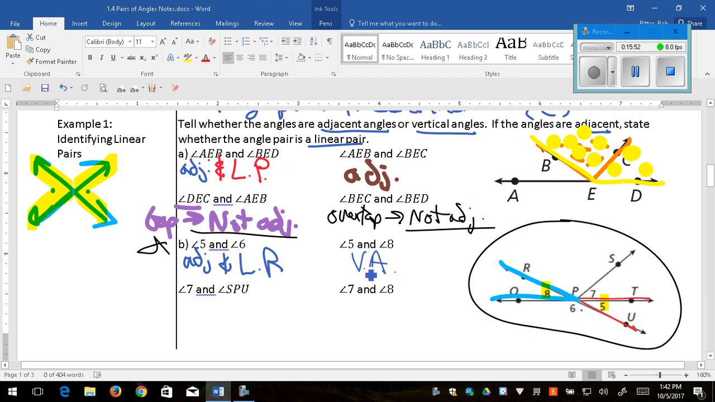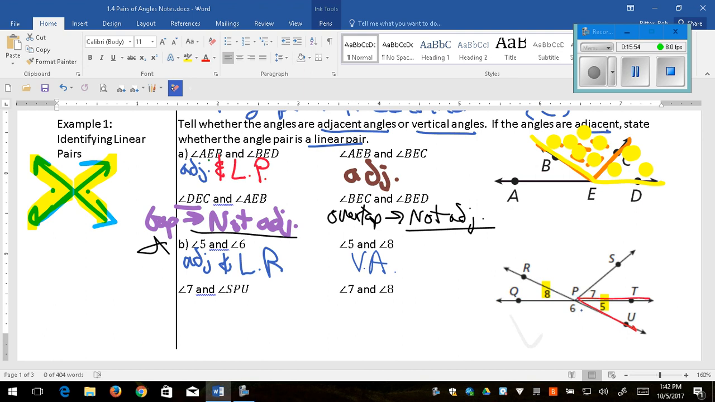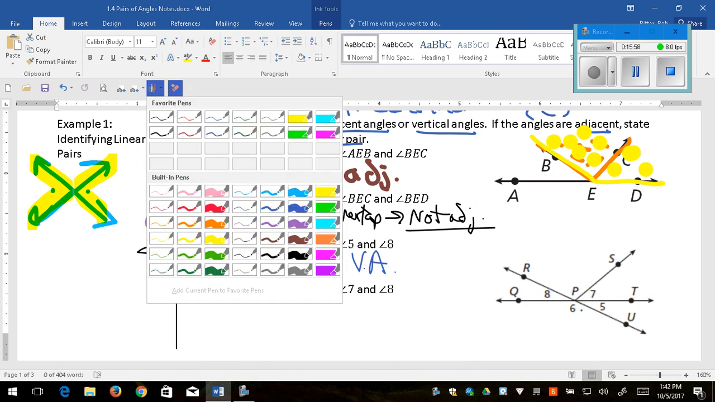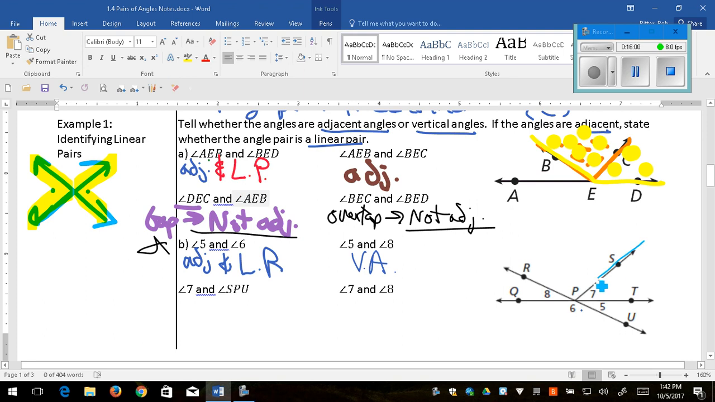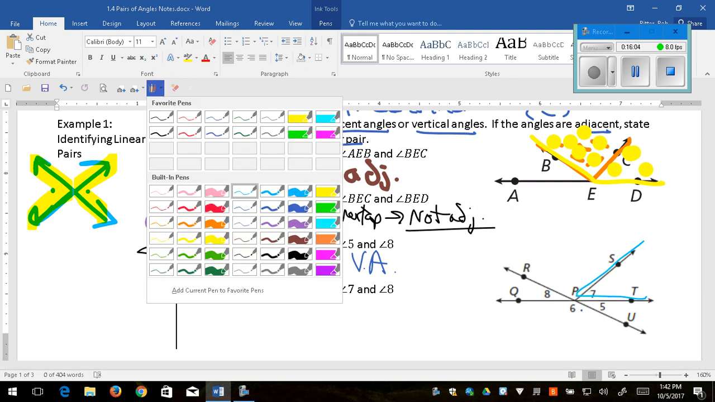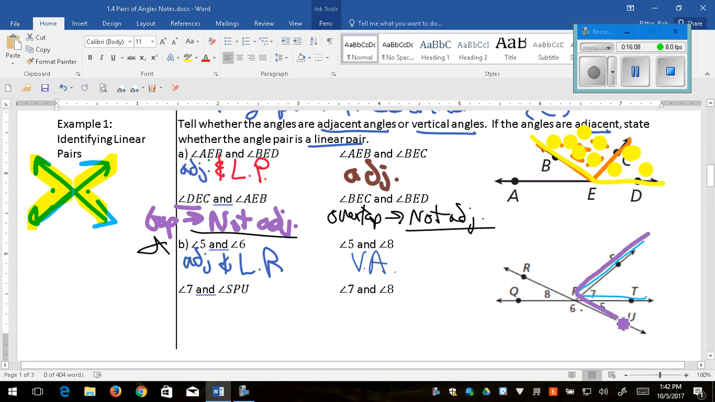Angle 7 and angle SPU. So let me clean this picture up a little bit. Angle 7 and angle SPU, here is the tracing of angle 7. And here's the tracing of angle SPU. We have a problem in that SPU is the larger angle and angle 7 is inside of it. So these are not adjacent.